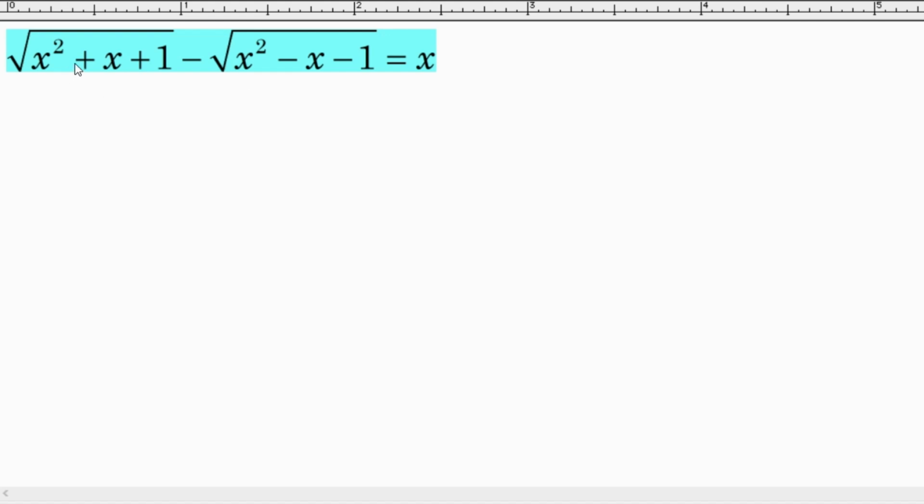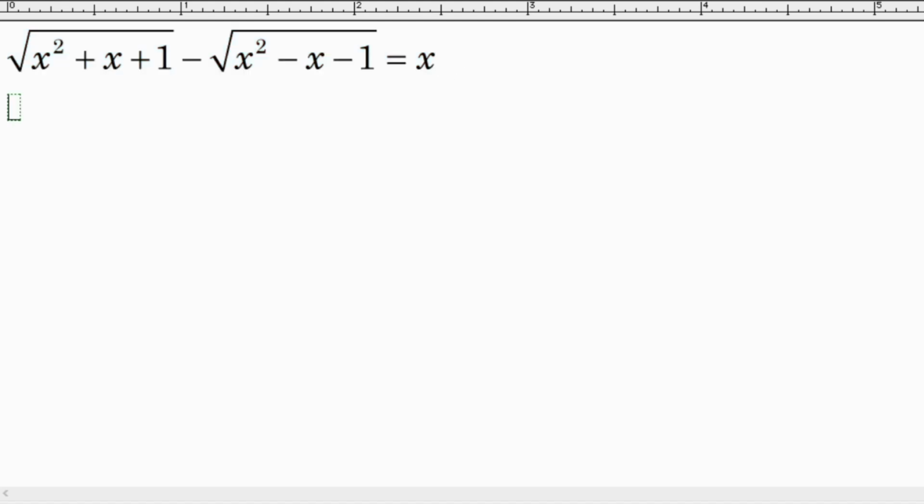And here we have the square root of x squared plus x plus 1, minus the square root of x squared minus x minus 1, equal to x. So now I'm going to solve a full solution for you, alright?